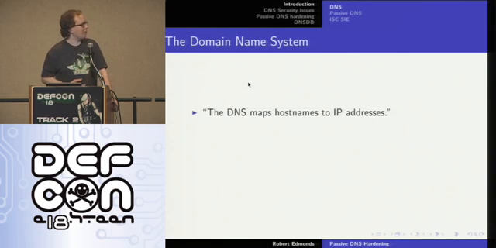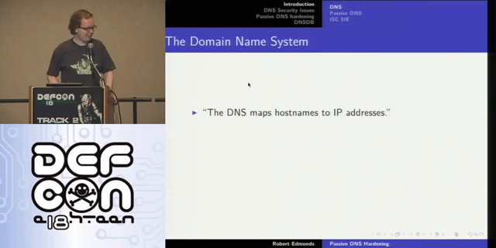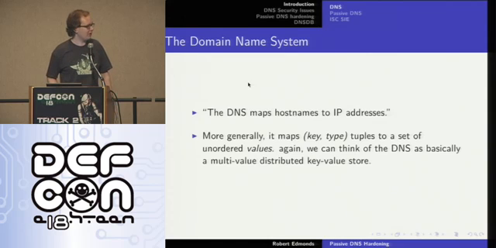Okay, so the DNS maps host names to IP addresses. This is generally what we consider it to be, but in fact it's a more generalized system. It's basically a distributed key value system. More generally, it maps key type tuples.